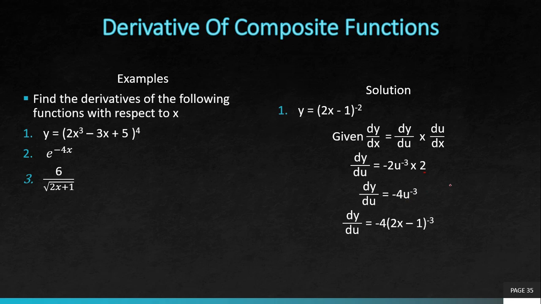Then remember, we recall that u is equal to 2x minus 1. So instead of writing u, we put in our 2x minus 1, and that is how we got this beautiful looking answer right here. Do we understand? Wonderful. Let's move on to the second question.